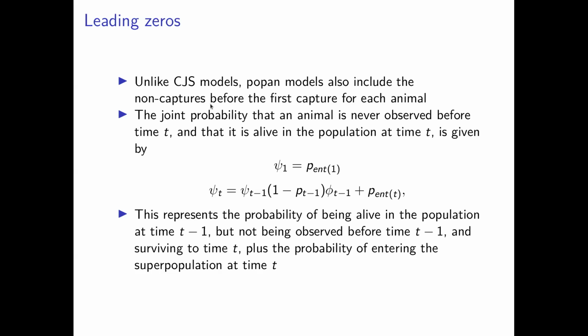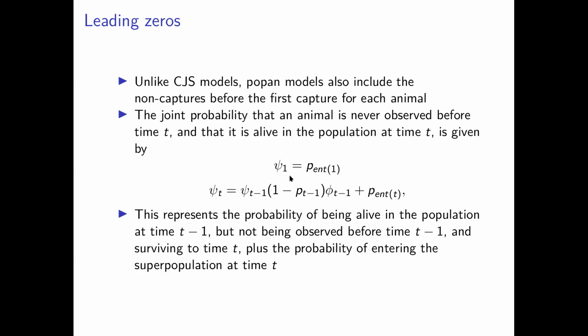But POPAN models do model those non-captures before the first capture for each animal. But you have to, again, separate the possibility that the animal has not yet entered the population versus the possibility that it's entered the population, but you just haven't observed it. And so, again, you use a recurrence relation. This time, the base case is the first survey.